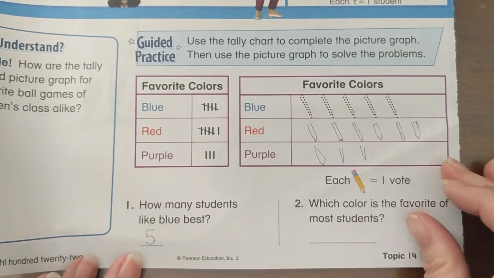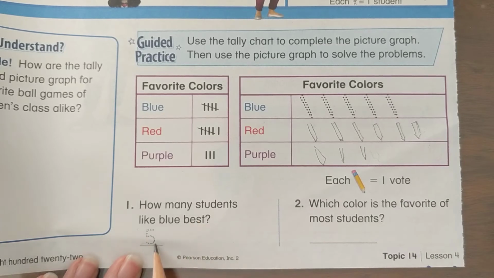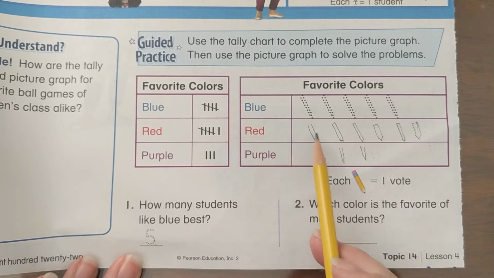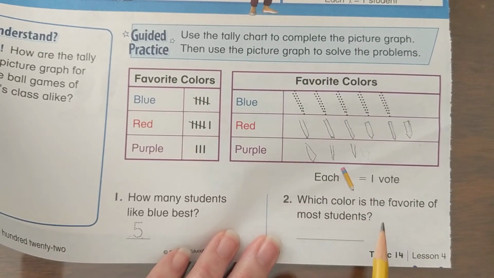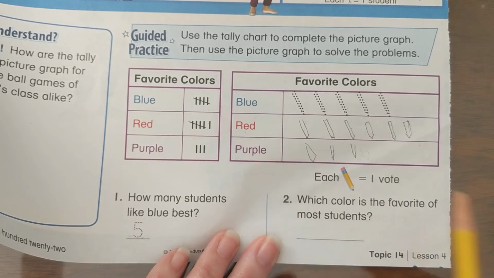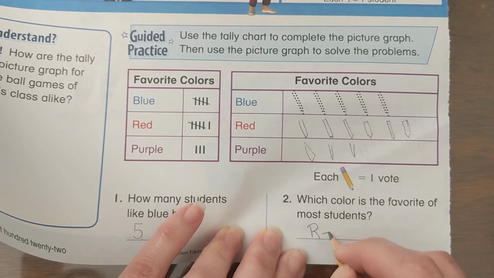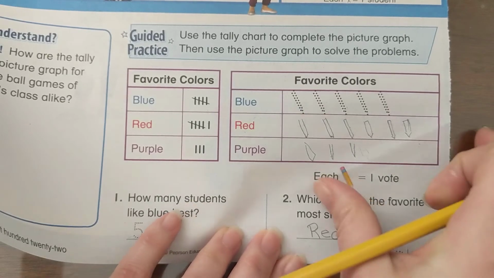Now we can answer the questions. How many students like blue the best? They looked over here and they counted 5. We can answer which color is the favorite. So which one had the most? We can see it was red.